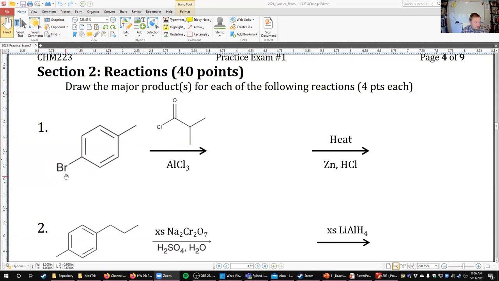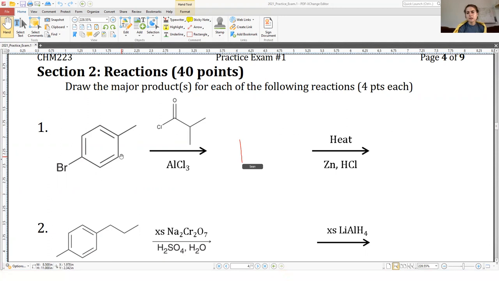So in this case, bromine and the methyl group are both OP directors. But the methyl group is an activator and halogens are a mild deactivator. So the methyl group is going to control where to put our new substituent. Since it can't go in the para position, the only option is to put it in the ortho position. So after step one, we're going to wind up with.